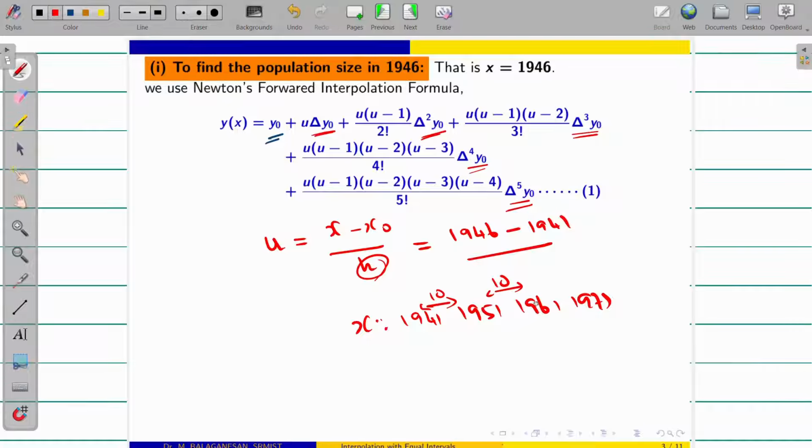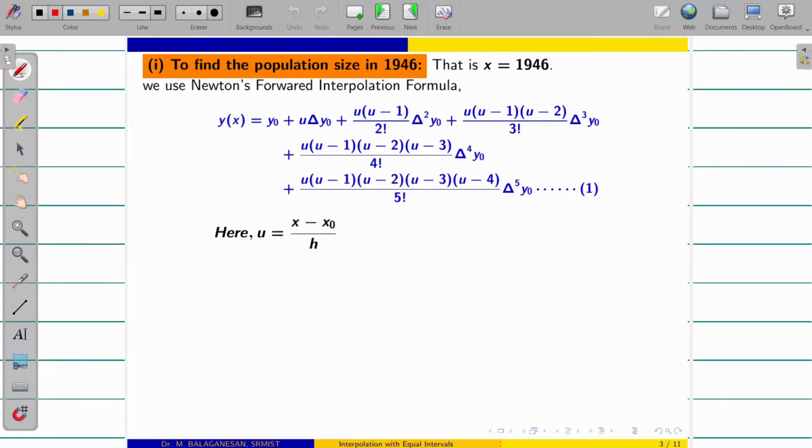Right. Now come to the point. The value of h is 10. So using that, 46 minus 41 gives 5 by 10, which is 1 by 2, so 0.5. Remember it: 5 by 10 is 1 by 2. So x minus x naught by h is 1946 minus 1941 divided by 10, which is equivalent to 0.5. That's it. This is the only thing you have to find.